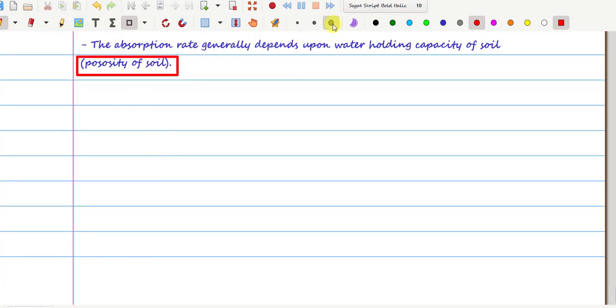And now let's move into the factors. What are the factors on which the seepage depends?